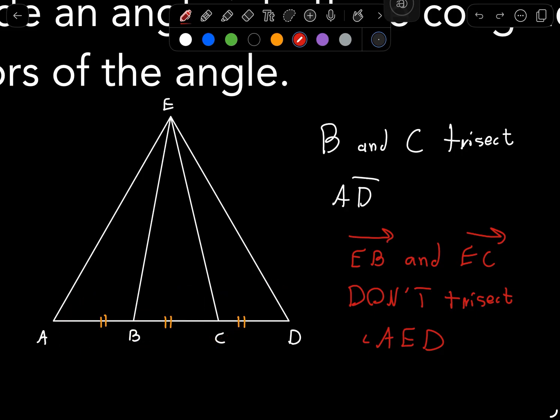Now, a common misconception is that these three angles here are congruent to each other. Some people think that rays EB and EC are trisecting angle AED here, but that's not true. Even though it kind of looks like these are congruent, you can't actually say that. That'd be wrong to say because we don't know anything about the angles. We only know that the points themselves are doing the trisecting.